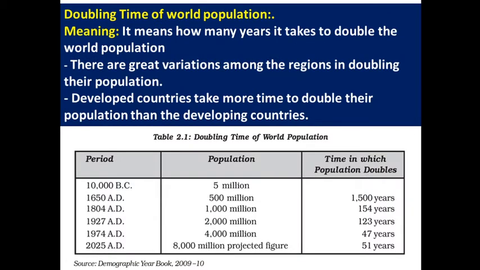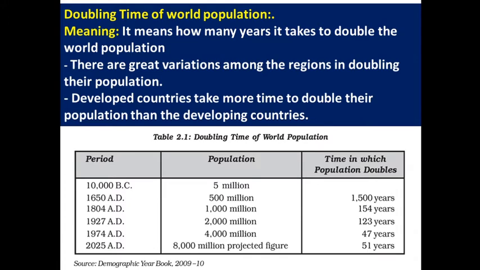Another topic related to the growth of population is the doubling time of world population. First, we need to know the meaning of doubling time of world population. Doubling time of population means how many years it takes to double the world population. This is one way that we can interpret the growth of world population.